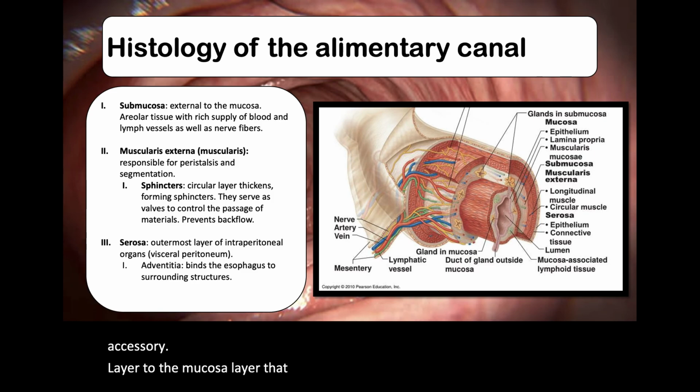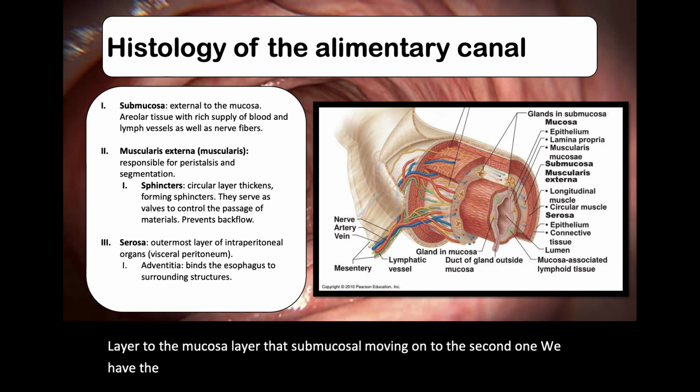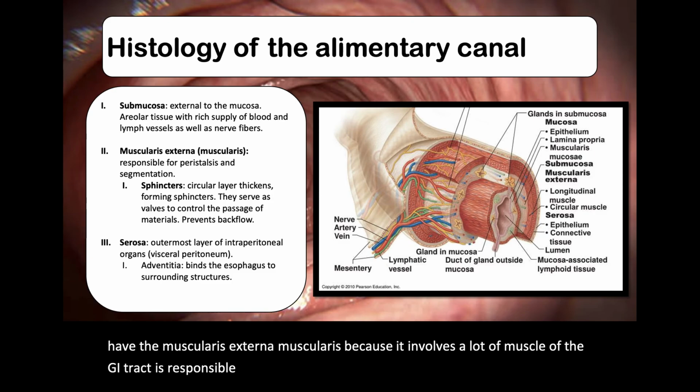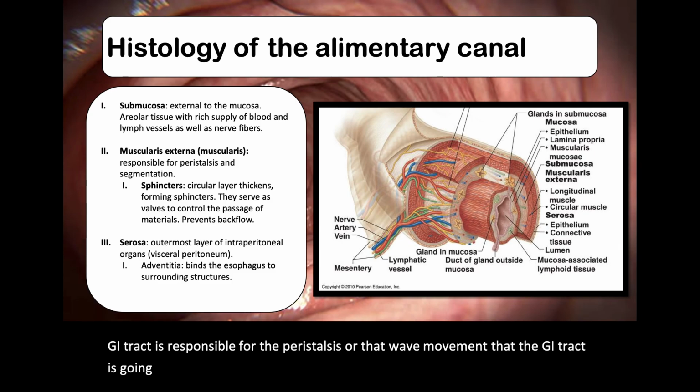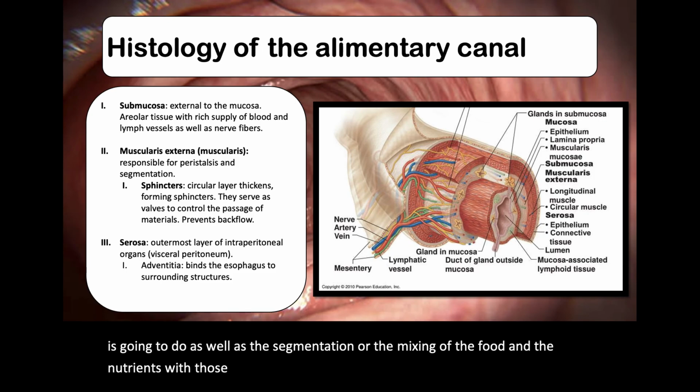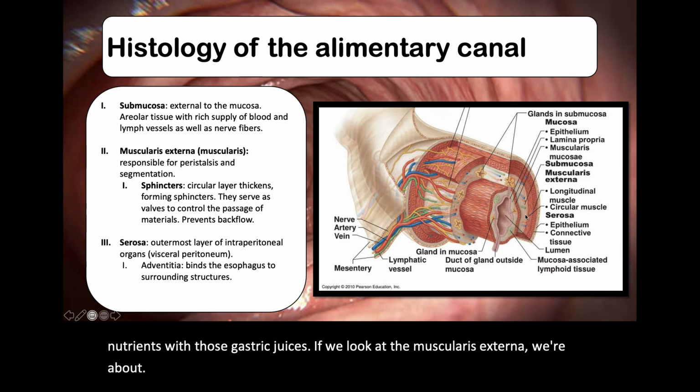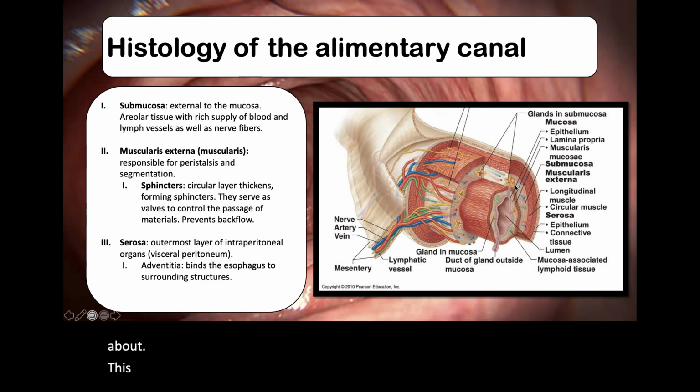Moving on to the second one, we have the muscularis externa. Muscularis, because it involves a lot of muscle of the GI tract. It's responsible for the peristalsis, or that wave movement that the GI tract is going to do, as well as the segmentation, or the mixing of the food and the nutrients with those gastric juices. This layer here would be the most internal layer of the second of the basic layers.